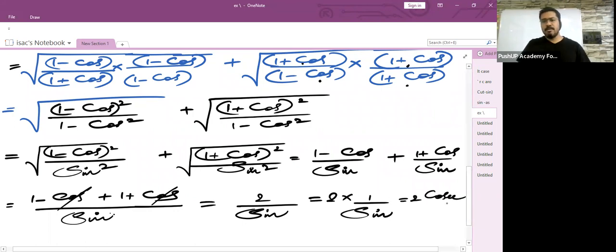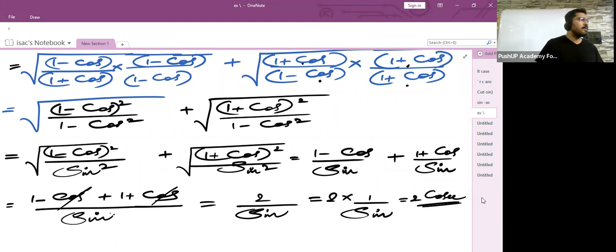1 upon sine is cosec. And this is the required result. Am I clear?